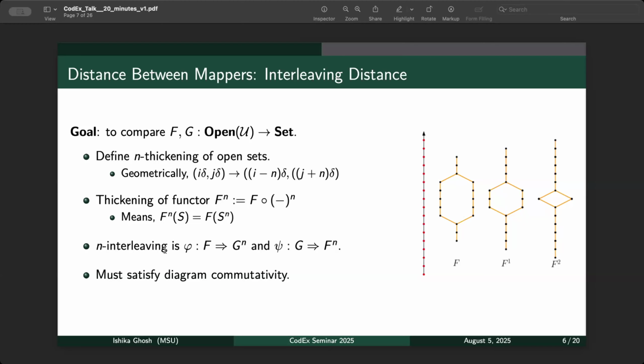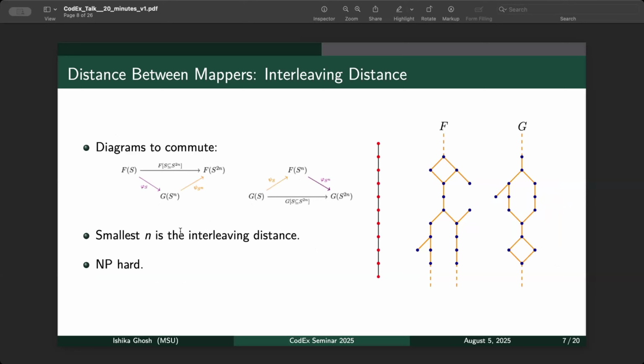So an n-interleaving in this context is a pair of natural transformations that takes a functor, a mapper f, to the thickened version of mapper g, and vice versa. And it must satisfy certain diagram commutativity. So these are the two diagrams we want to focus on.